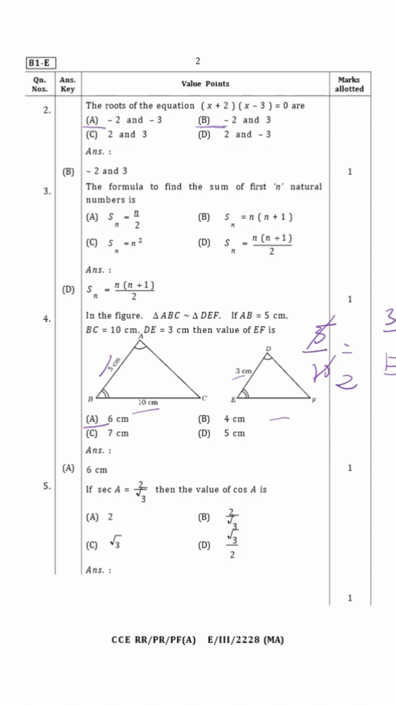If secant A is equal to 2 by root 3, the value of cos A is. The question is taken from the chapter trigonometry. Cos A is the reciprocal ratio of secant A. So cos A is equal to root 3 by 2. So option D, root 3 by 2, is correct. Fourth question is taken from the chapter triangles.